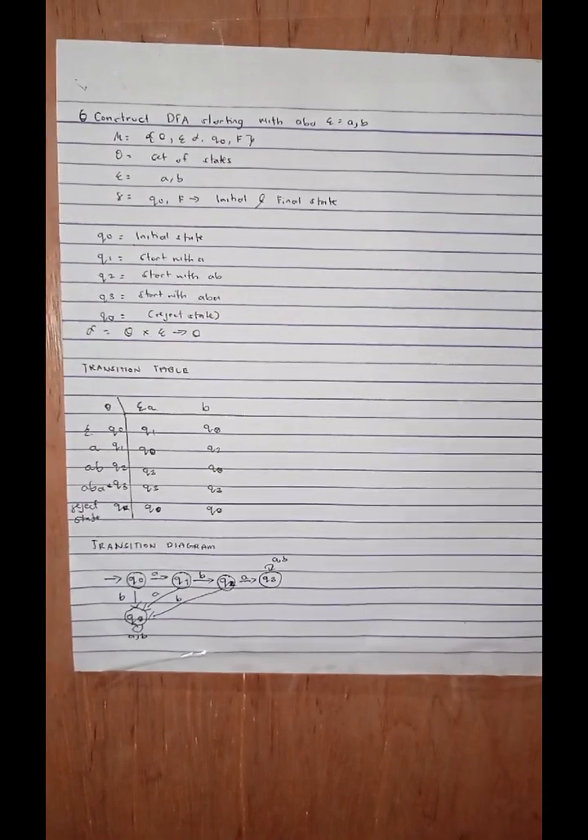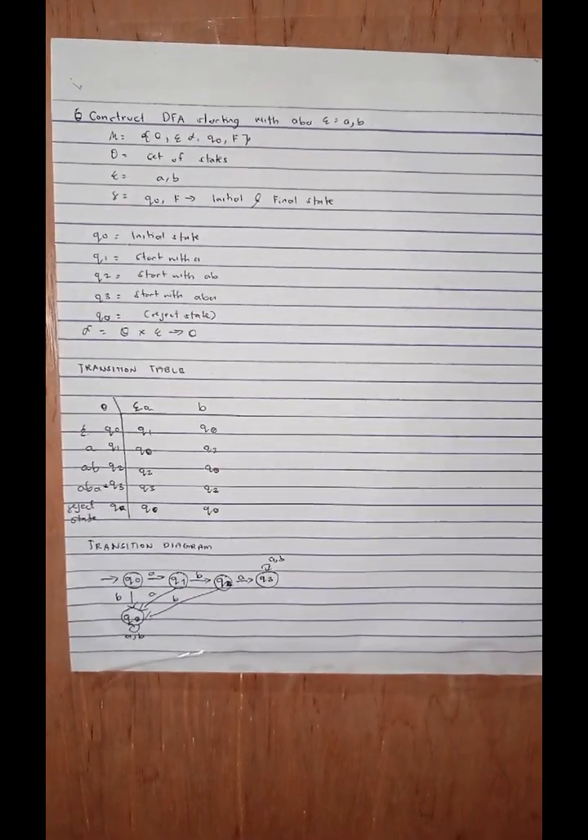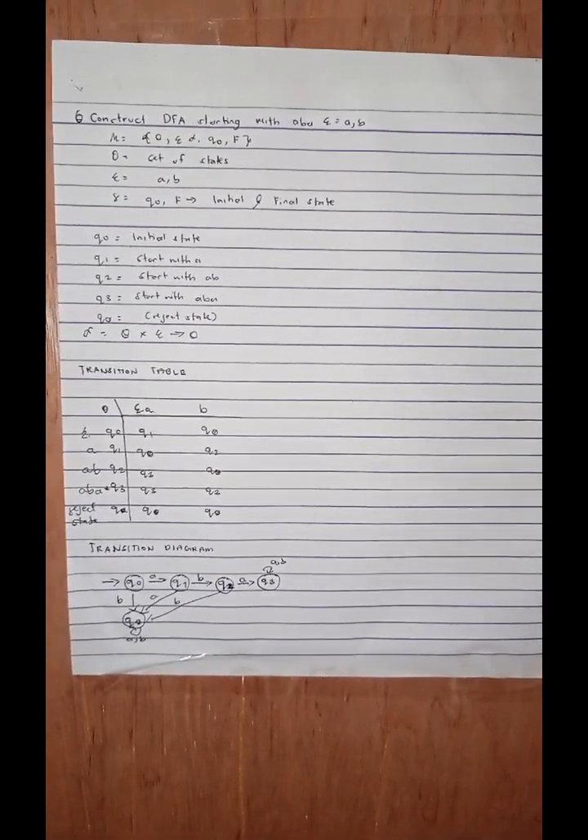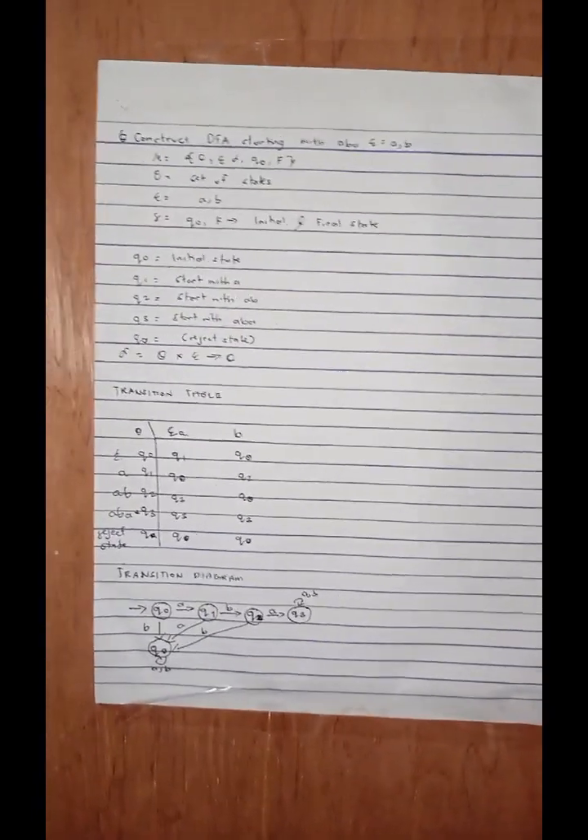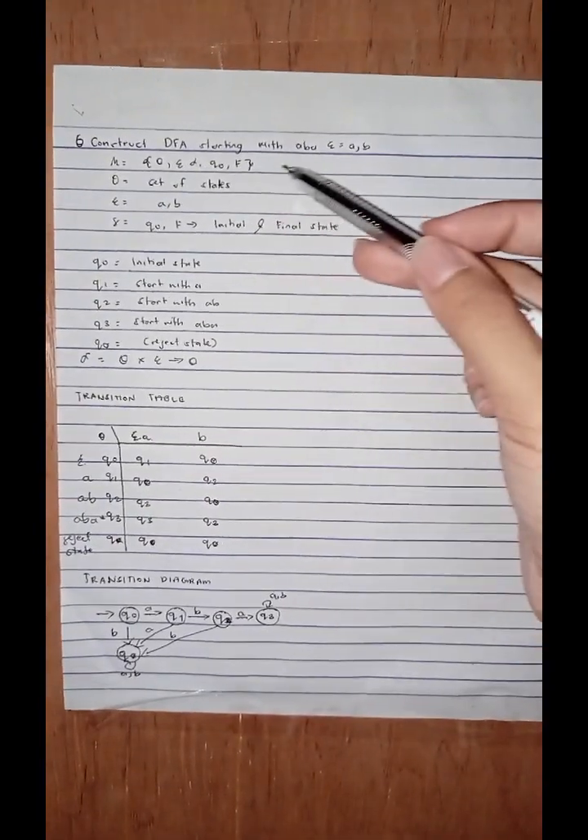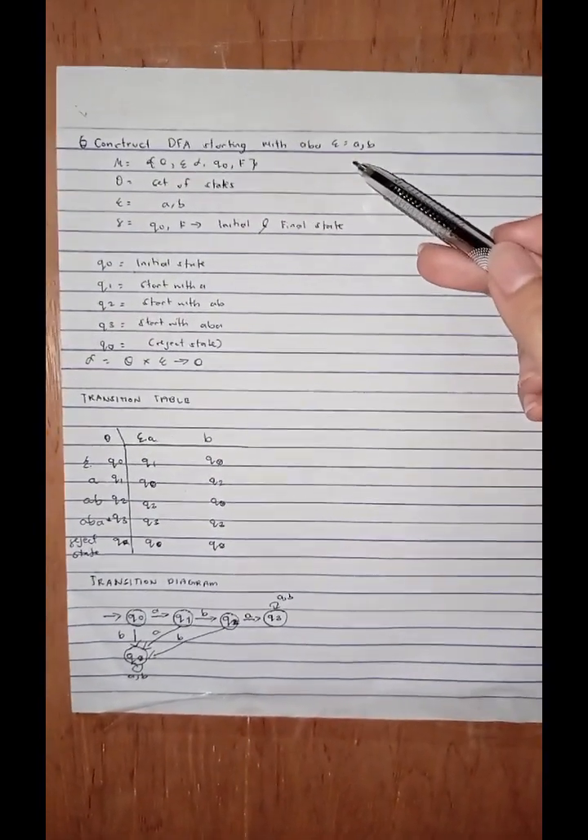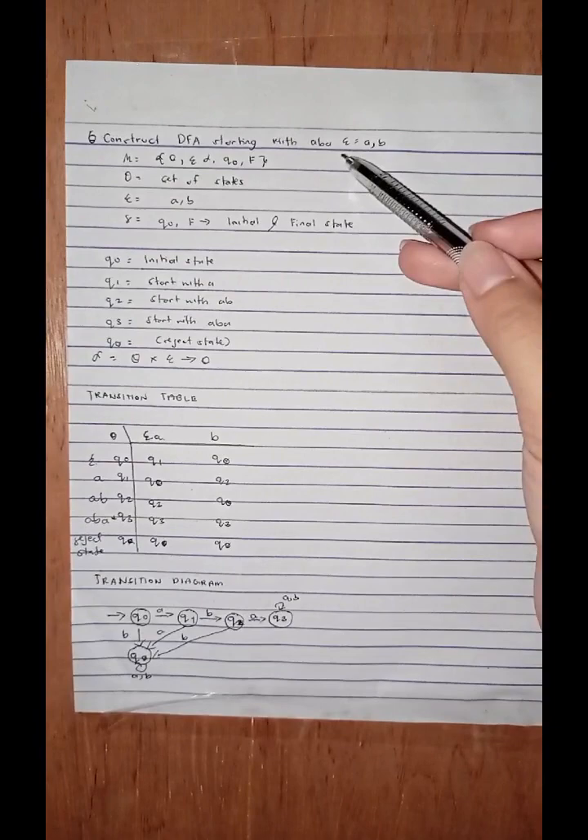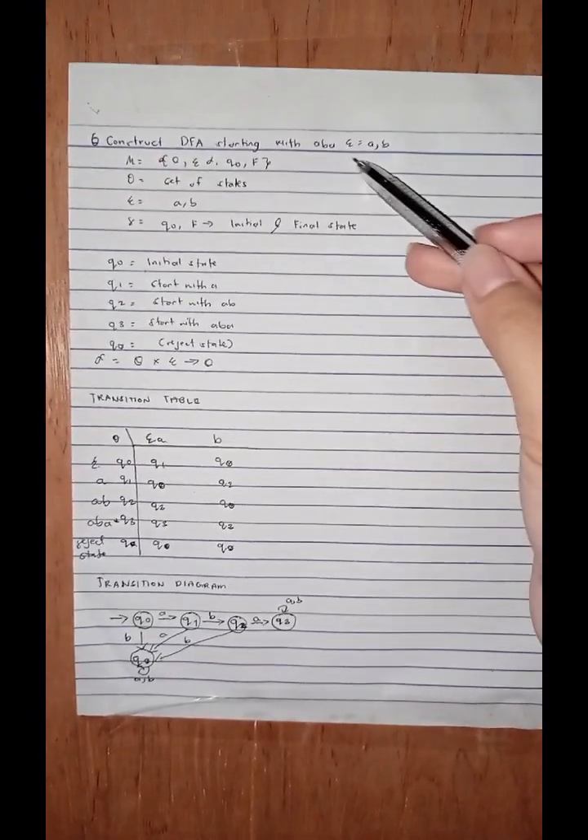Good evening. I am here to present our problem statement, and this is to construct a DFA with strings starting with ABA, where sigma equals A and B. This is our input.